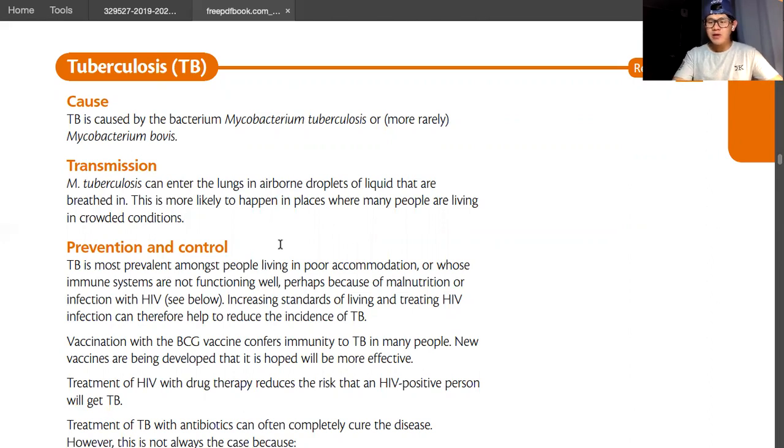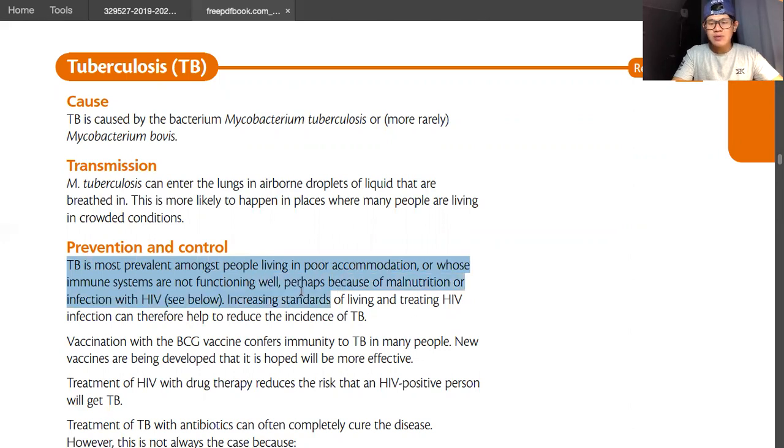And prevention, the method to prevent and to control the spread of TB. Okay, and as you can see here, TB is most prevalent amongst people living in poor accommodation and whose immune systems are not functioning well. That's because of malnutrition or infections with HIV.